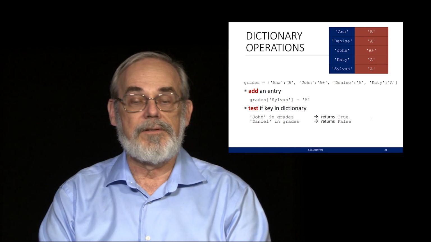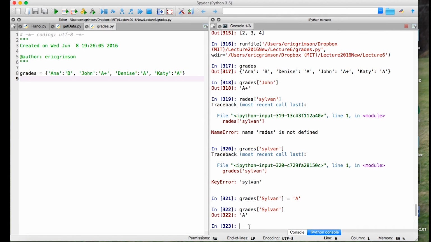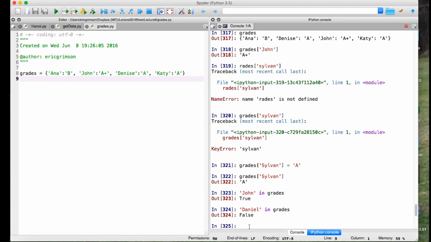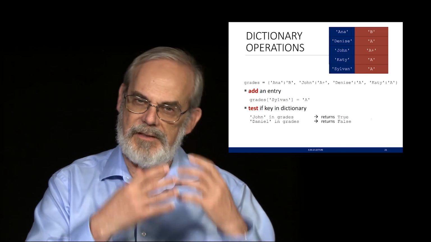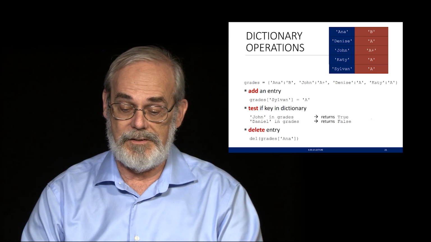I can test to see if a key is in the dictionary. And literally I do that by simply invoking, for example, is John in grades? He is. Is Daniel in grades? He is not. Python is automatically walking through that structure to see, is that key in the collection of keys associated with this dictionary? We'll worry later on about exactly how it does it, but the nice thing from a programming perspective is I can test very simply to see if a key is in a dictionary.